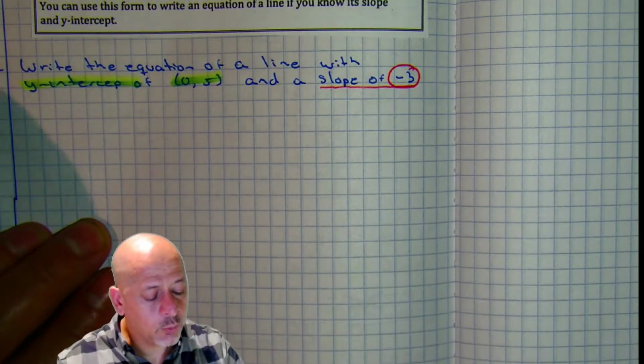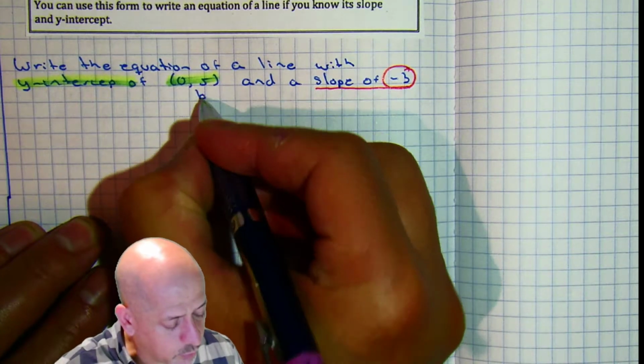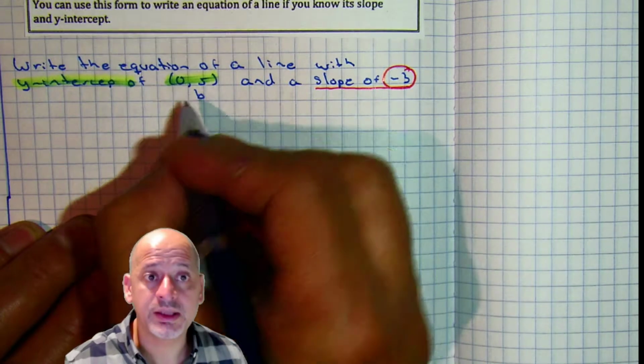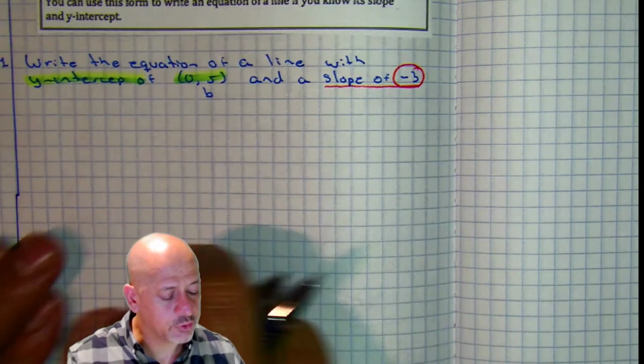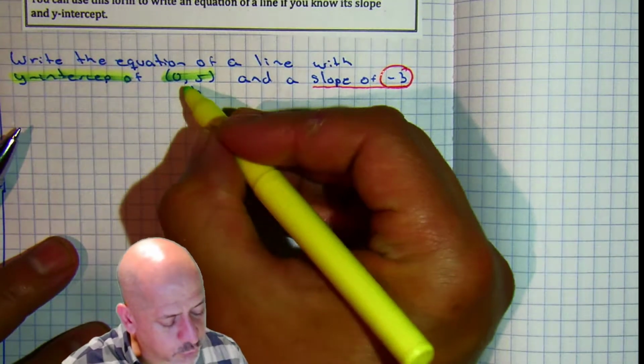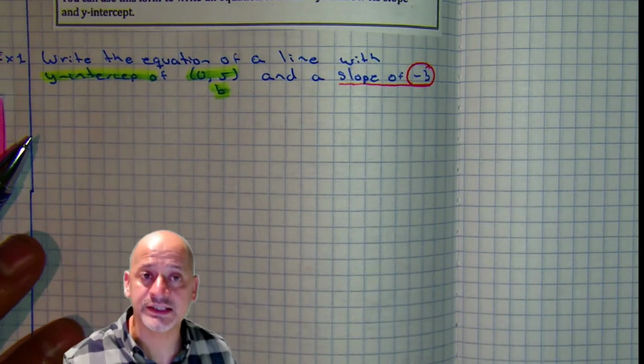Now, my y-intercept is my b. So every time I see my y-intercept, that is the b, and I'm going to place a b underneath. So b is 5, and I'm going to highlight the b because we highlighted the y-intercept before. So we're going through the same process as before.